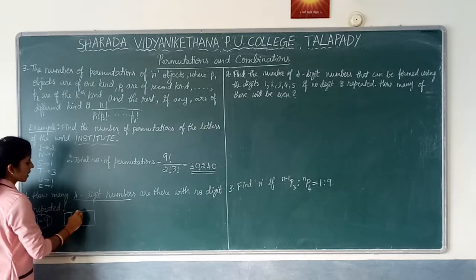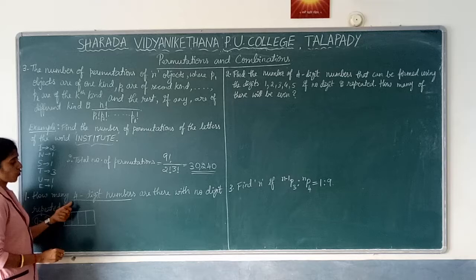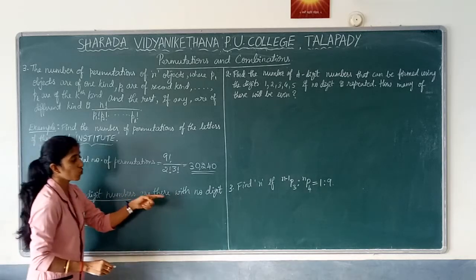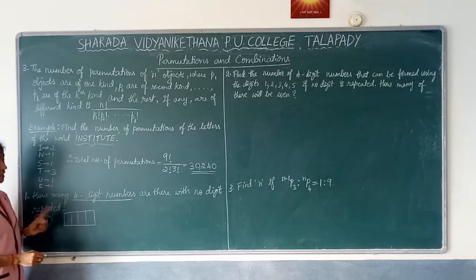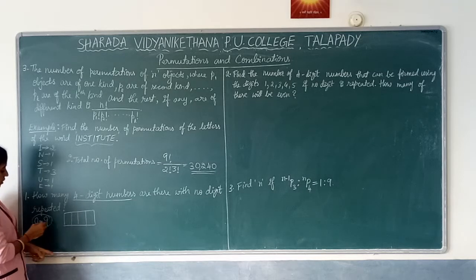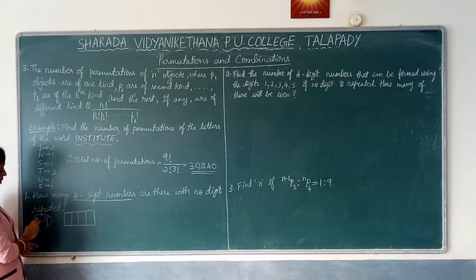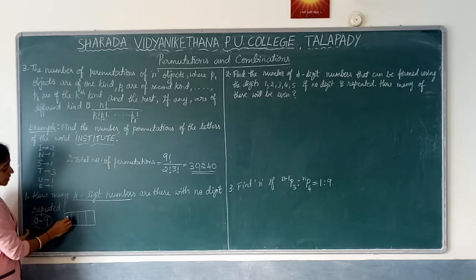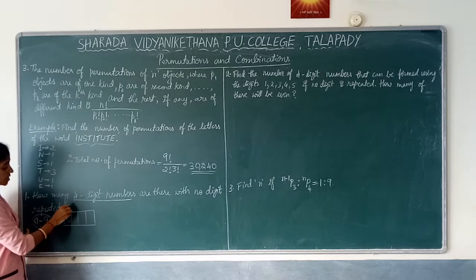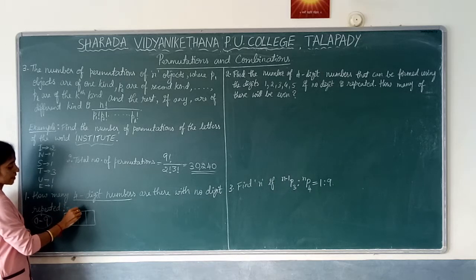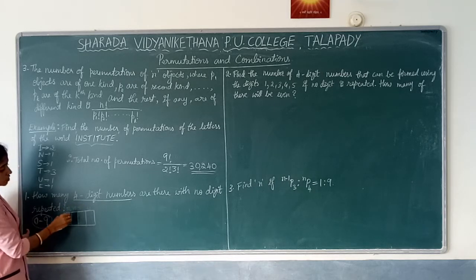So let me have 4 vacant places. So a 4-digit number we want with no digit repeated. No repetition is allowed, right? Before going to that, 0 to 9 is there. 0 is included here. So can I take 0 in this place? Not possible. Why? Because this is the thousands place, then hundreds, tens, units, right? So in the thousands place 0 cannot be taken.